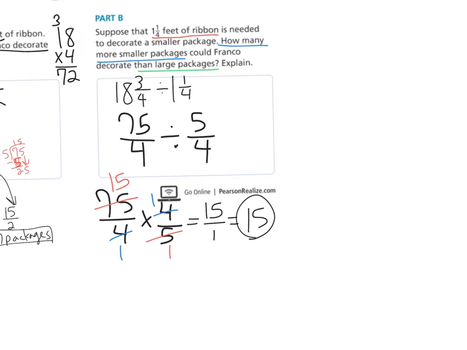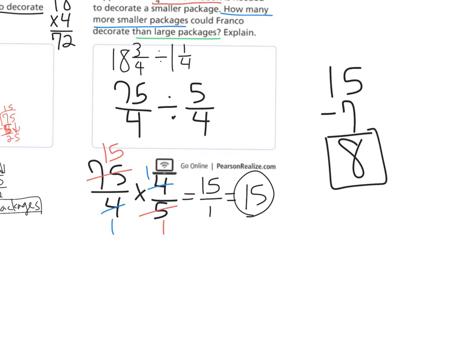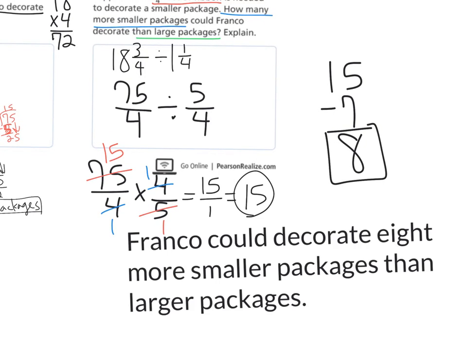So we did need to do what we just did. We got how many small packages. On the previous part, we got how many large packages. So then we can now subtract. 15 minus 7, which is 8. So in other words, 8 more smaller packages than larger packages. So this gives you an idea about dividing mixed numbers.